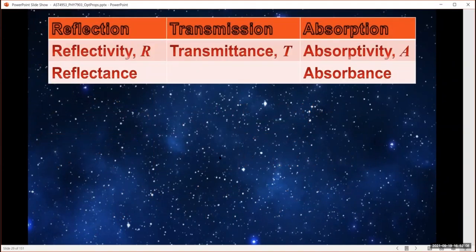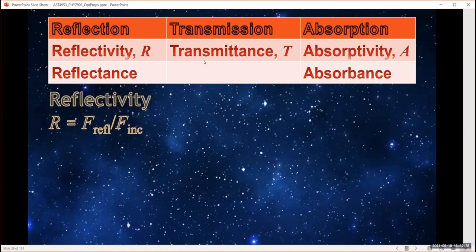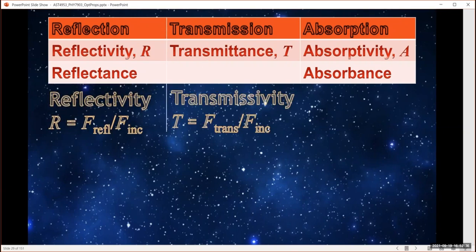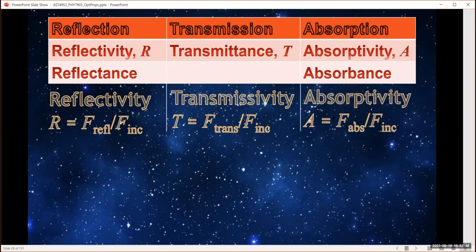Again, revisiting some of the terminology. So we've got reflectivity and absorptivity. Now, it is also called transmissivity, but it's usually called transmittance. But reflectance and absorbance are not the same as absorptivity and reflectivity, even though transmittance is the same as transmissivity. So here I've got reflectivity, which is the fraction of reflected light to incident light, the transmissivity, which is the fraction of transmitted light compared to incident light, and the absorptivity was the fraction of absorbed light to incident light.